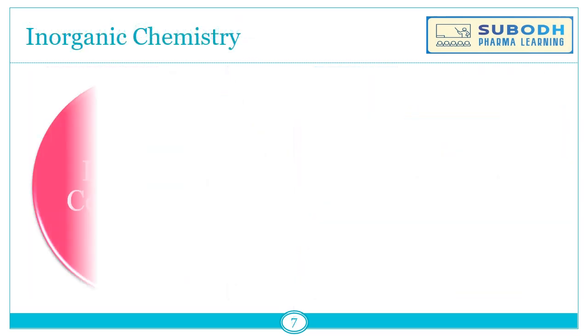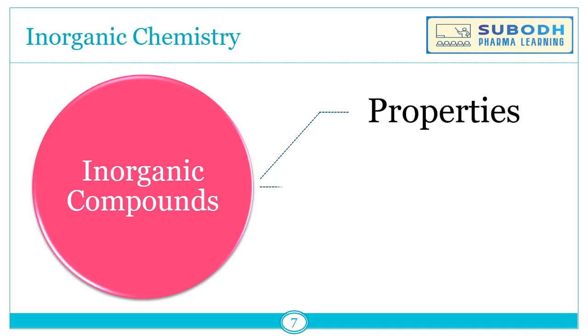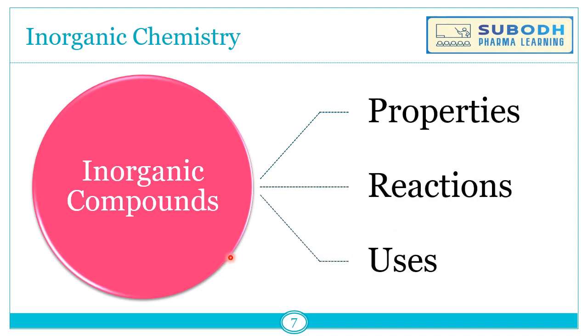Now, what is inorganic chemistry? Inorganic chemistry can be defined as the study of properties, reactions, and uses of inorganic compounds.